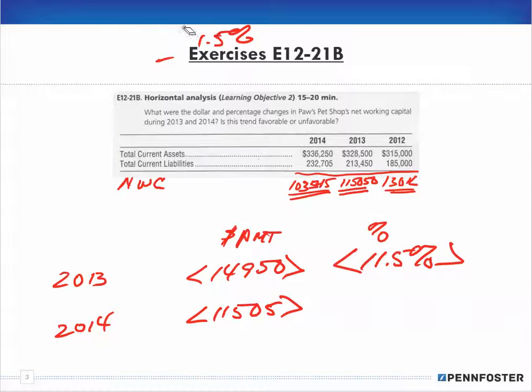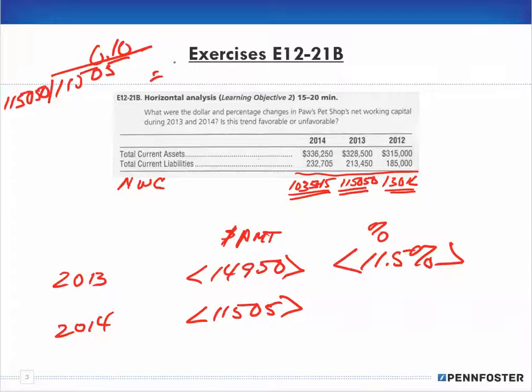And then we do the same thing for 2014. I have 11,505, and I'm going to divide that by the 115,050. That will give me 0.10, or 10%. So that is a negative 10%. Okay, so that's our dollar amounts and our percentages.